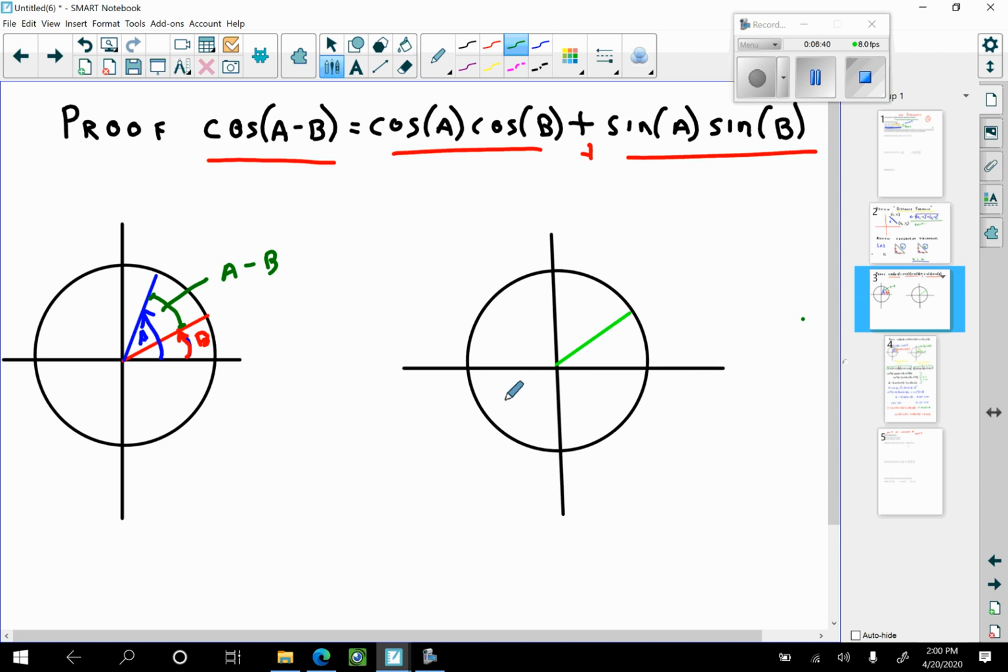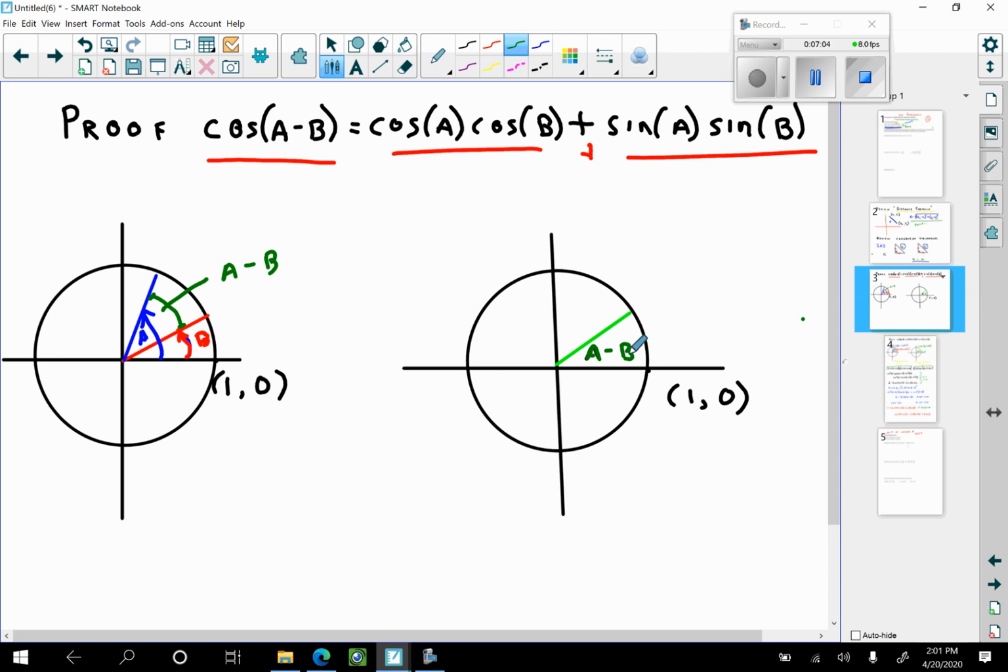And what I'm going to do is come over here to this diagram of the unit circle. And keep in mind, we are on the unit circle. We need to make sure that we are all indeed on the unit circle. We're going to need this later on. On the right diagram here, I'm going to make this angle, in green, A minus B.